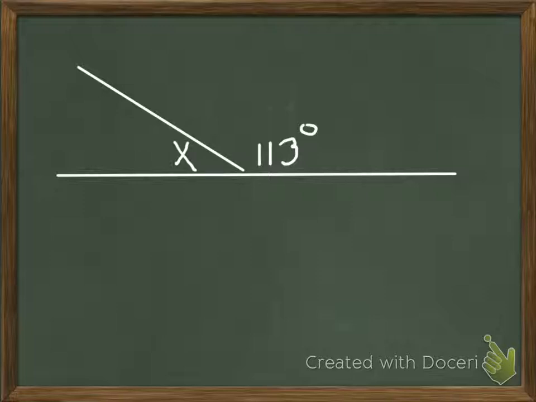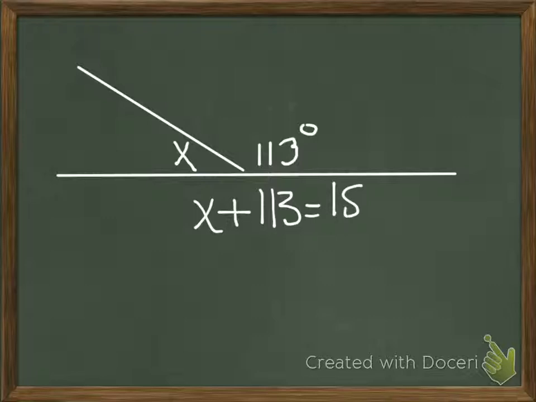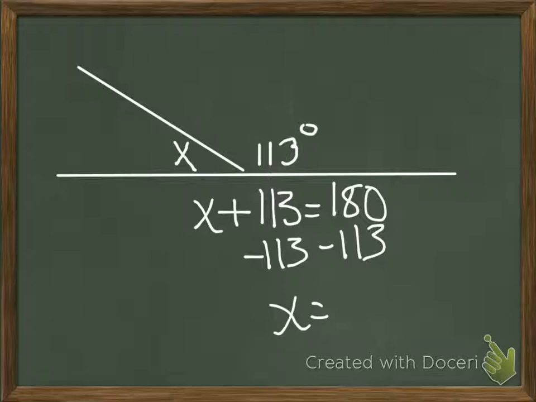So we don't know this angle over here, we'll call it X, you can call it A, you can call it B, you can put whatever variable you want there. Then we set up our equation. X plus 113 equals 180 because it's a straight line. Subtract 113 and X equals 67. So we know that this angle over here is 67 degrees.